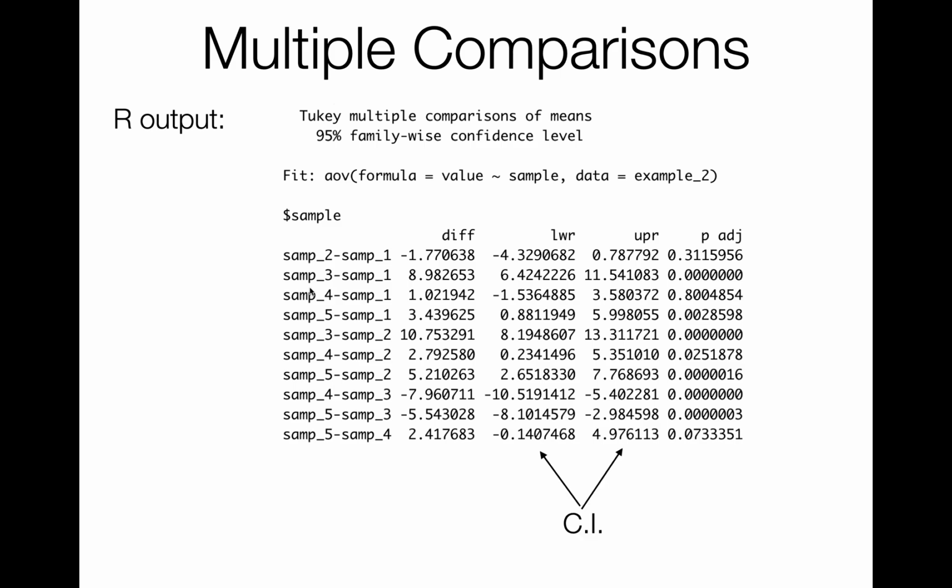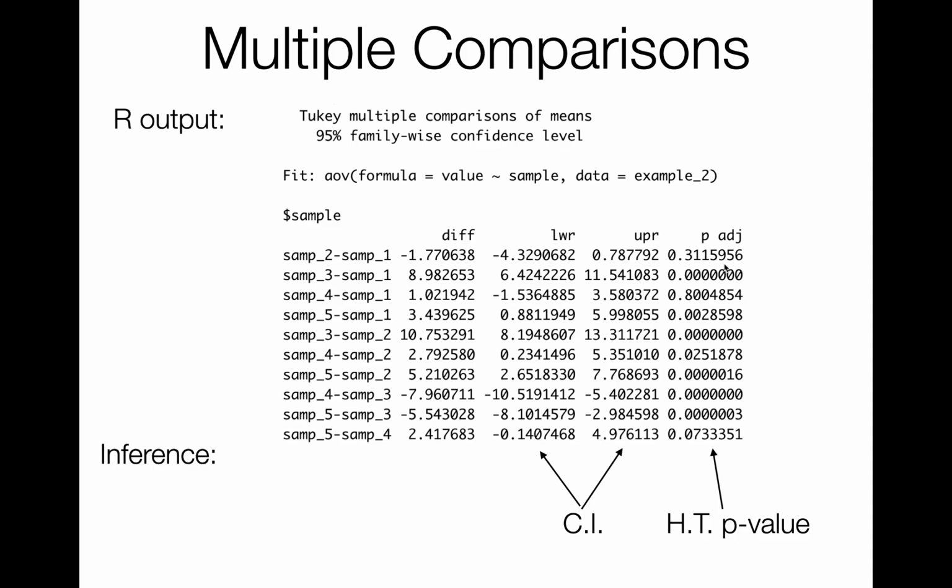They compare each of the different groups. So they compared 2 to 1, 3 to 1, 4 to 1, 5 to 1, 3 to 2, 4 to 2, 5 to 2, 3 and 4, 3 and 5, and 4 and 5. So they looked at all possible group differences, and what they give you is a confidence interval and a hypothesis test p-value. With these, you can make a decision about which groups are different from one another.